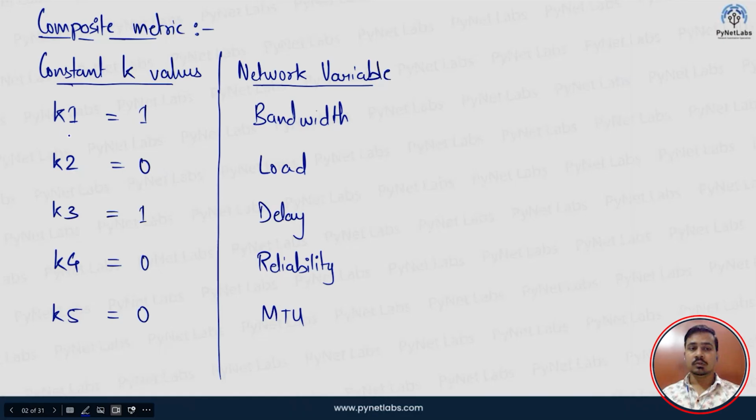The constant K values also specify which of the network variables we are focusing on while doing the calculation. As you can see, by default K1 is 1 and K3 is 1. K3 means I am relying on delay and bandwidth the most in order to do the calculation. You can change any of the other factors as well, but in most cases, whenever you are implementing EIGRP, this is the default case.